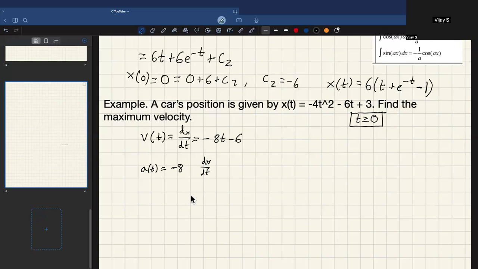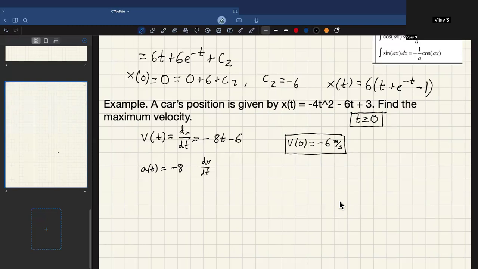Well, if you plug in t is 0 for velocity, so the velocity at time t equal to 0, that's just going to give you negative 6. If you plug in t going to infinity, your velocity is going down to negative infinity. So that means that our maximum velocity is just going to be negative 6 meters per second. It actually happens right at the start. I didn't actually intend for that to happen.